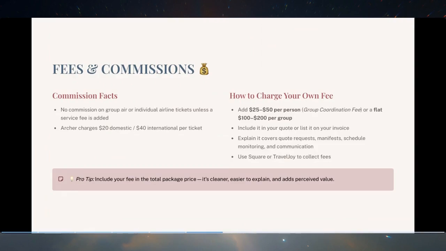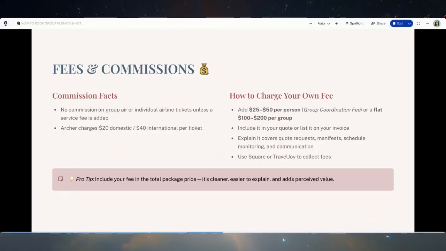No commission on group air for individual airline tickets unless the service fee is added. We know that. So Archer Travel charges $20 for domestic, $40 for international. So I always factor that in if I do it through them. So how do I charge my own fee? I normally, typically do anywhere from $25 to $50 per person. I consider it a group coordination fee, is what it's called on my form. And it can even be a flat fee if it's a big group.